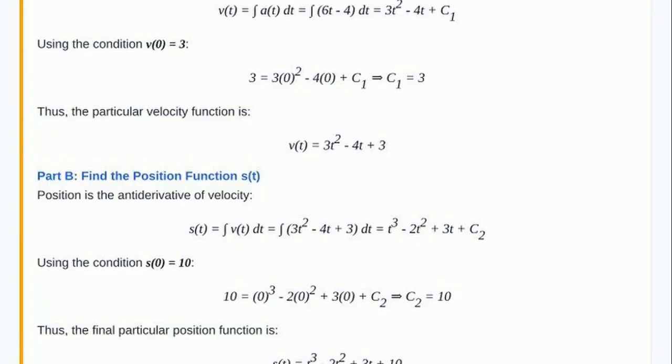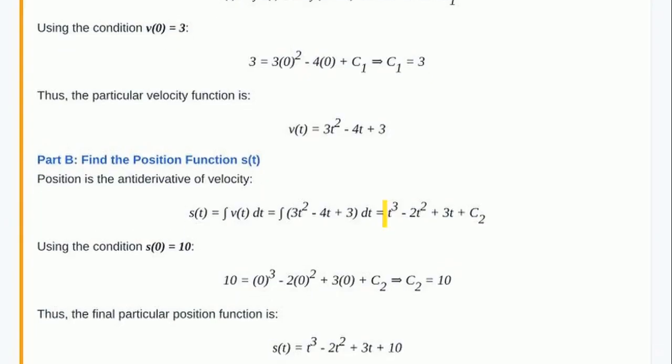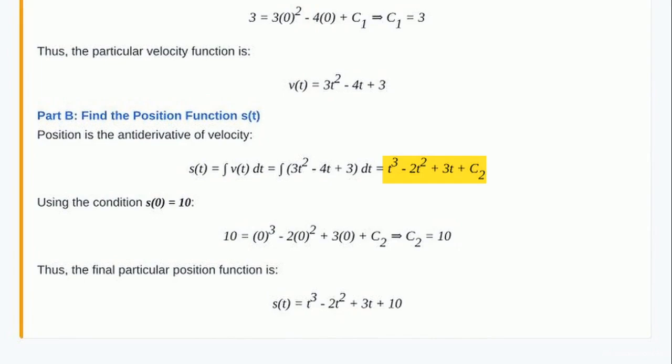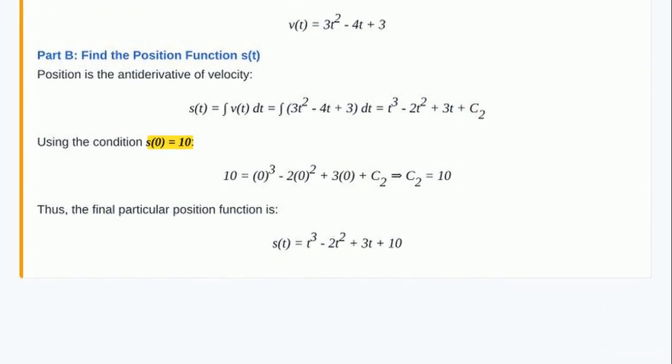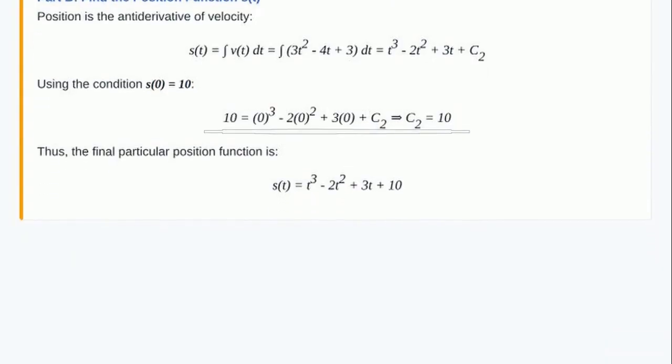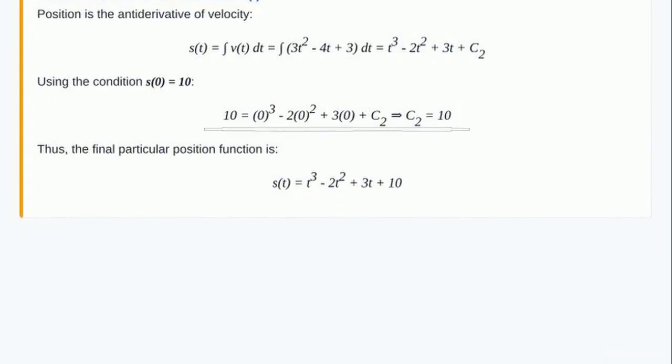We begin step 1 again. This equation under part B shows the integral of our new velocity function. This produces our general position function, t cubed minus 2t squared plus 3t plus c2. For step 2, we sub in our physical position condition. At time 0, the position is 10 meters. Because all of our terms containing t drop out, the algebra is immediate. Our final constant is 10.